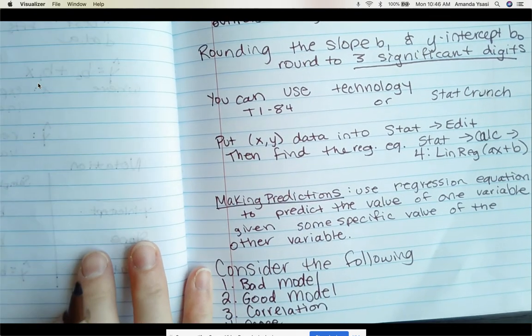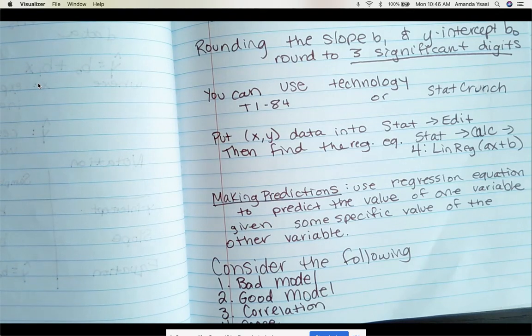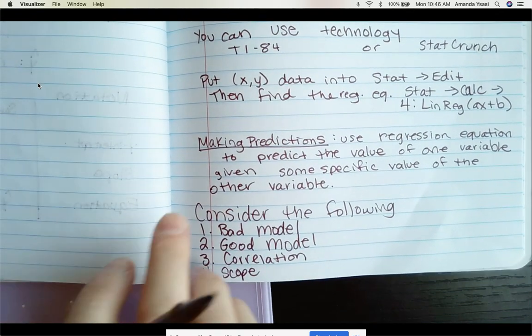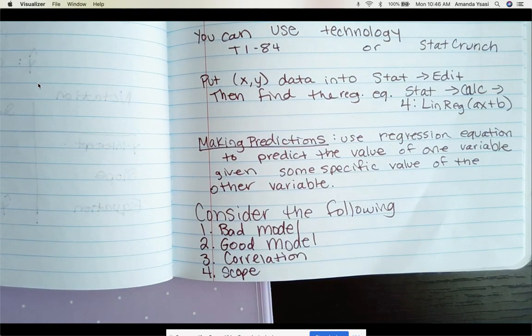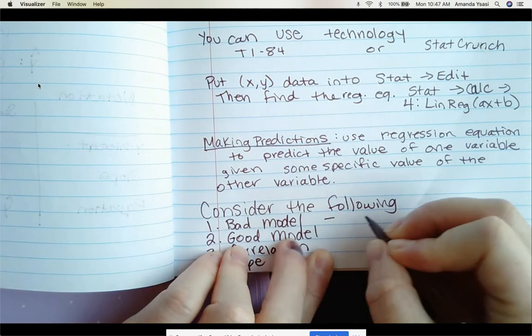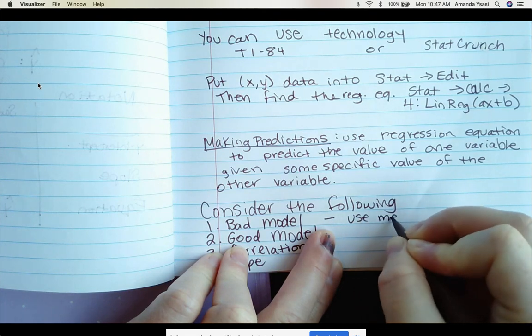We are going to make predictions with this regression equation. A couple of things you need to consider are a bad model, a good model, correlation, and scope. For a bad model, if the regression equation does not appear to be useful for making predictions, don't use the regression equation for making predictions. For bad models, the best predicted value of the variable is simply its mean. Use the mean instead.